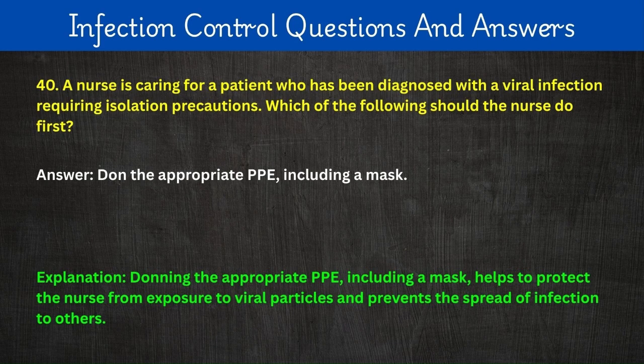40. A nurse is caring for a patient who has been diagnosed with a viral infection requiring isolation precautions. Which of the following should the nurse do first? Answer: don the appropriate PPE, including a mask. Explanation: donning the appropriate PPE, including a mask, helps to protect the nurse from exposure to viral particles and prevents the spread of infection to others.